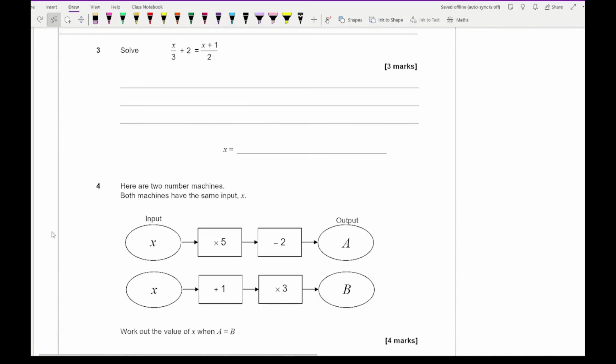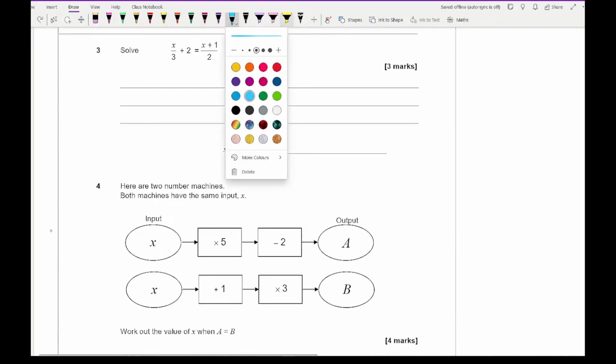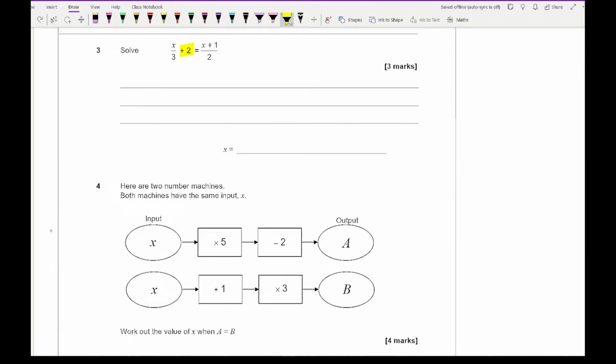Moving on to question 3, it says solve this equation. What we need to do is try and get both sides written as fractions. We need to convert this plus 2 into a fraction where the denominator is 3. So that's going to be x over 3 plus what divided by 3 gives you 2. That's going to be 6 over 3, equals x plus 1 over 2.